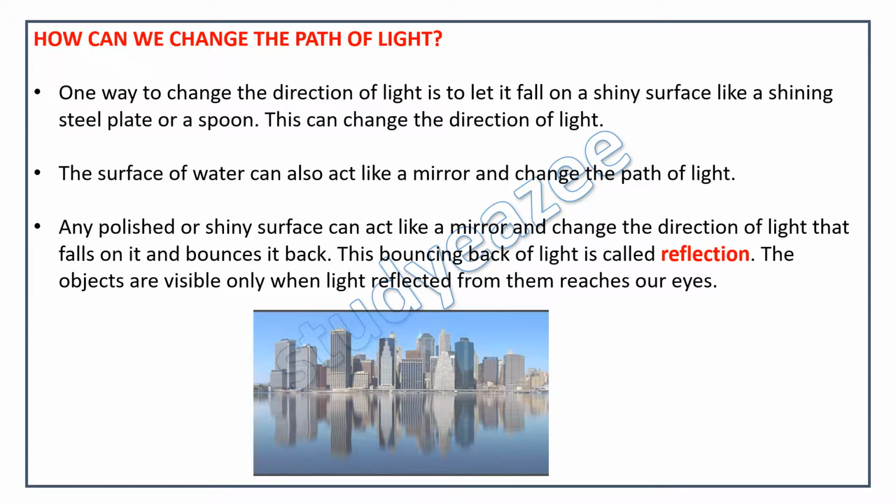If light travels in a straight line, you may wonder how we can change the path of light. One way to change the direction of light is to let it fall on a shiny surface like a shining steel plate or a spoon. This can change the direction of light. The surface of water can also act like a mirror and can change the path of light. Any polished or shiny surface can act like a mirror and can change the direction of light that falls on it and bounces it back. This bouncing back of light is called reflection. The objects are visible only when light reflected from them reaches our eyes.